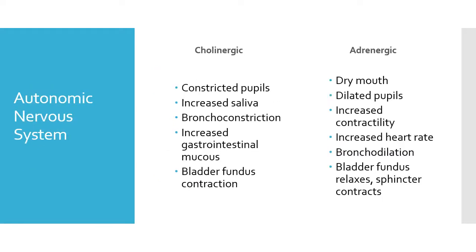Some of the drugs that affect the autonomic nervous system, we have either cholinergic or adrenergic responses. The cholinergic responses include constricted pupils, increased saliva, bronchoconstriction, increased gastrointestinal mucus, and bladder fundus contraction. And then on our adrenergic side, we have dry mouth, dilated pupils, increased contractility, increased heart rate, bronchodilation, and the bladder fundus can be relaxed and the sphincter can contract.